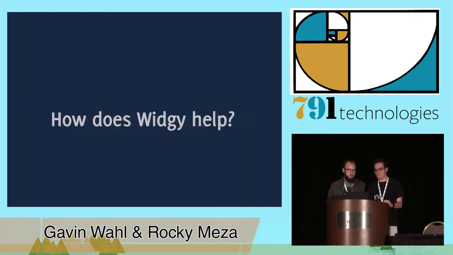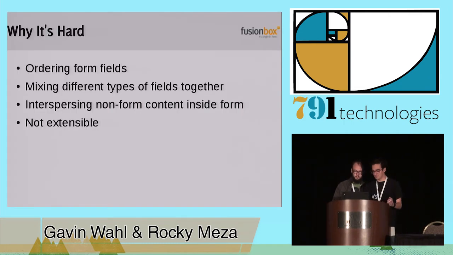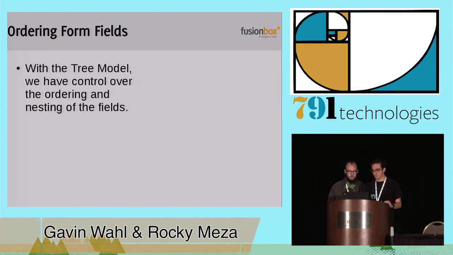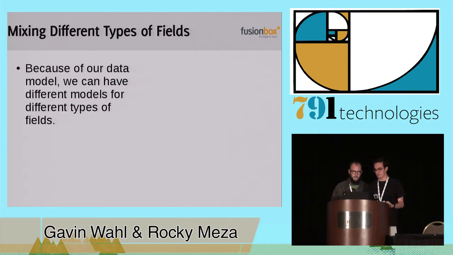So how does Widgie help with this? Let's look back at the reasons why it was hard, which a good form builder would overcome: ordering forms, mixing different types of fields, having non-form content, and being sensible. Django Treebeard gives us ordering, and Widgie gives us an editor for it, so it's already done. The generic foreign key allows us to reference any type of content, so we're now able to use a different model for each of our fields.